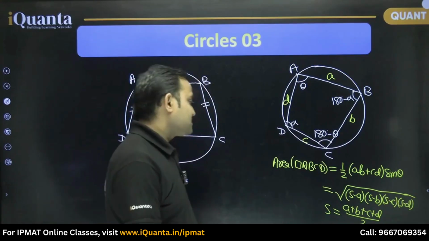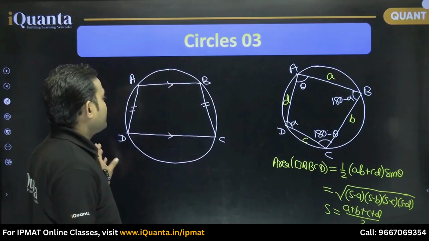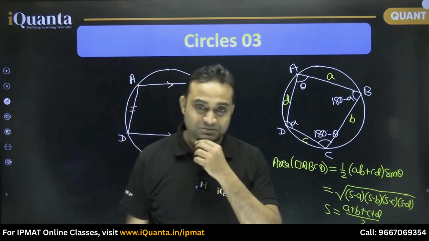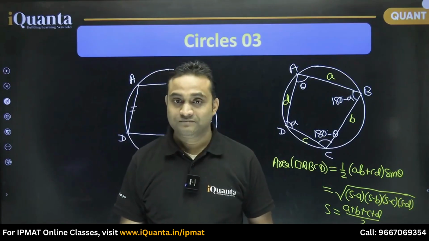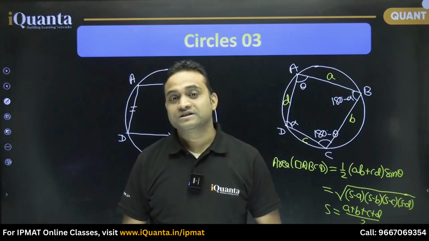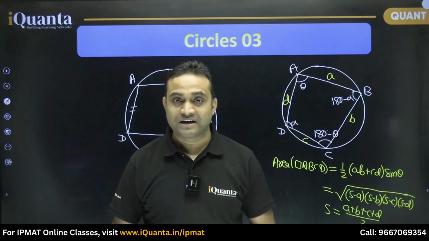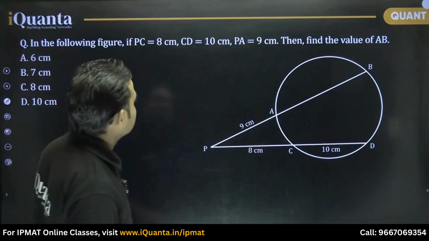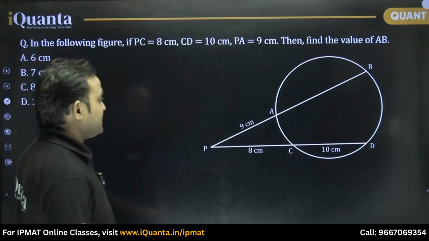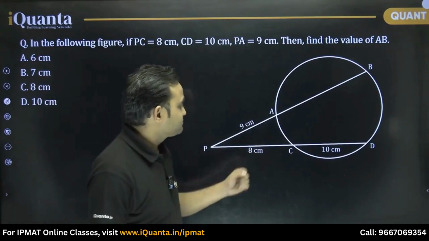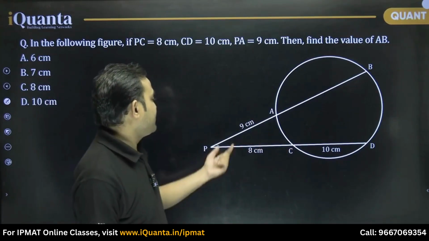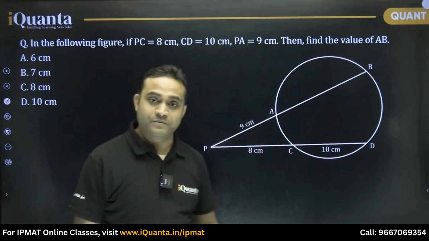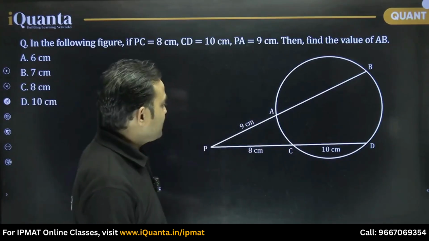Apart from this, we will learn these concepts through the questions as well. Okay, so we are going to discuss few questions based on cyclic quadrilateral, but before that, let's discuss this question, which says in the following figure, if PC is 8, CD is 10, PA is 9, then find the value of AB. So how do we find the value of AB?